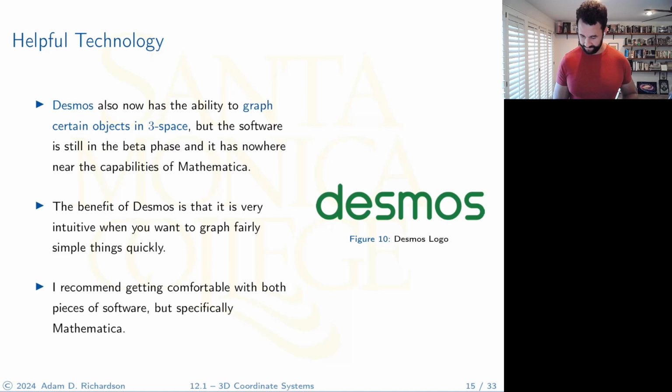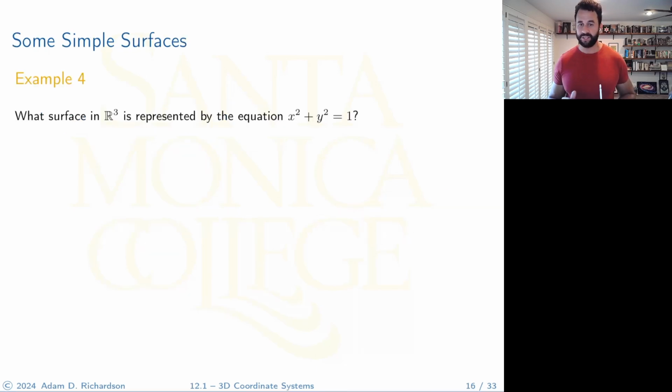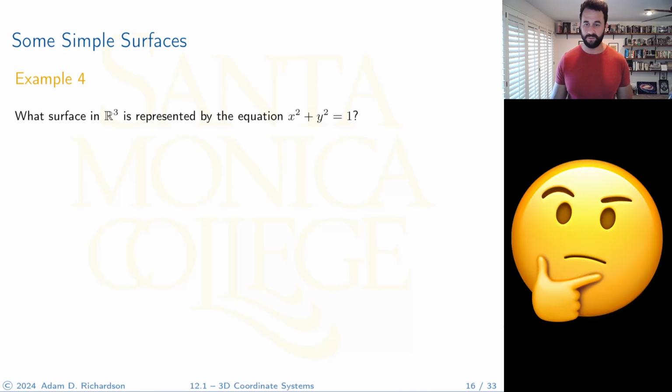All right? Okay, here's a question, and this is one that I want you to think about, and then we'll take a look at it together. What surface in 3 space is represented by this equation? The equation x squared plus y squared equals 1. So think about it for a minute.